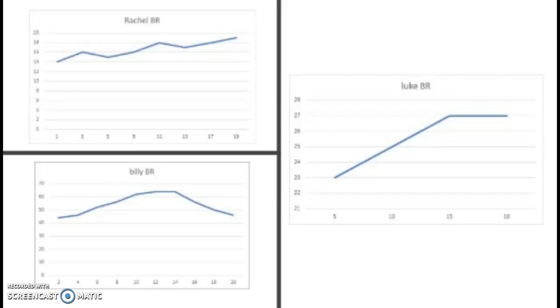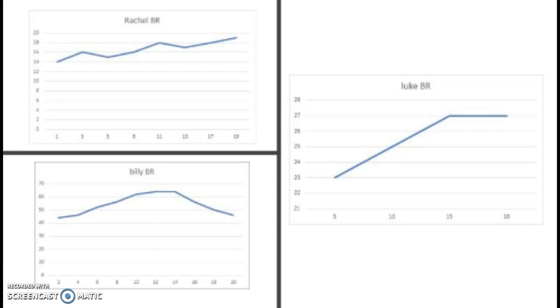At 11 minutes, her breathing rate is 18, and there is a dip in Rachel's breathing rate from 18 to 17 in the 13th minute. Finally, her breathing rate increases to 17 in the 19th minute. We can't disregard any of Rachel's data, however, you would expect to see an increase in breathing rate at the start of exercising, and her breathing rate should have plateaued. However, hers seems to fluctuate.